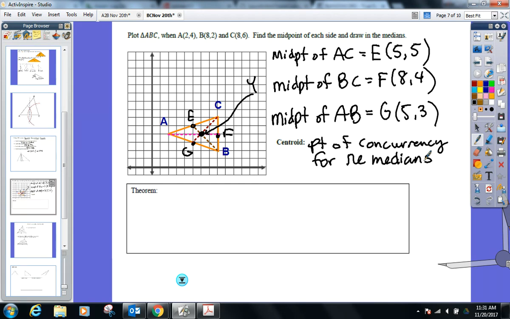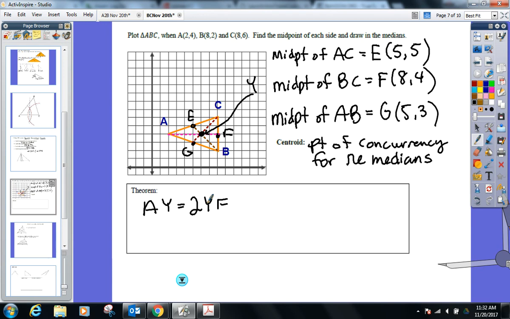So here's what I need from somebody. Give me the name of a median up here. Name it by its letters. Median AF, thank you, Nick. AF is broken up into what? AY and YF. The centroid breaks it up so that AY is twice the length of YF. So this portion from the vertex to the centroid is double the length of the other portion.